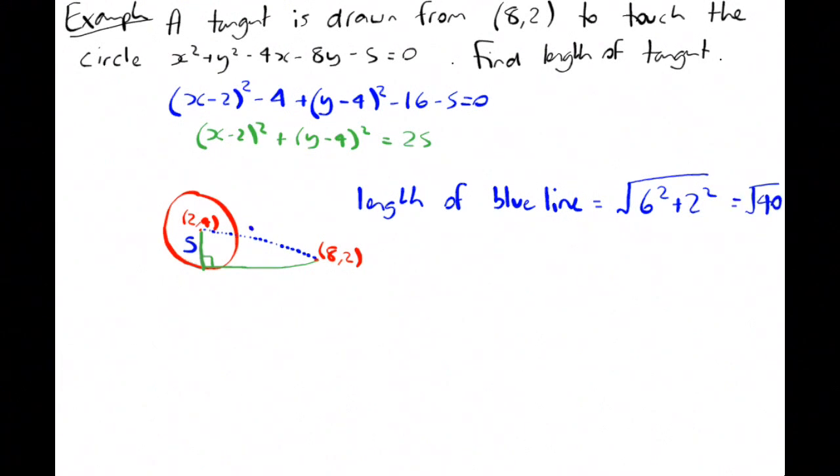Now, it's just another Pythagoras question. I've got the hypotenuse as root 40. I've got one of the sides as 5. Find the length of the other side. So, a squared plus b squared equals c squared. Root 40 squared, 40, plus 5 squared, 25, plus the missing side, a squared. Rearrange it, 40 take away 25, 15, and then square root it. a is root 15.